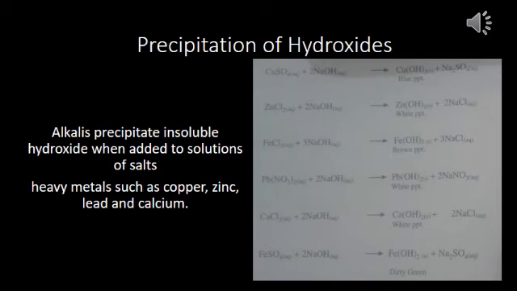Calcium chloride reacts with the base and produces a white precipitate, and when iron sulfate reacts with sodium hydroxide, it will produce a dirty green color. So according to these colors, we can differentiate between different precipitates of hydroxides.